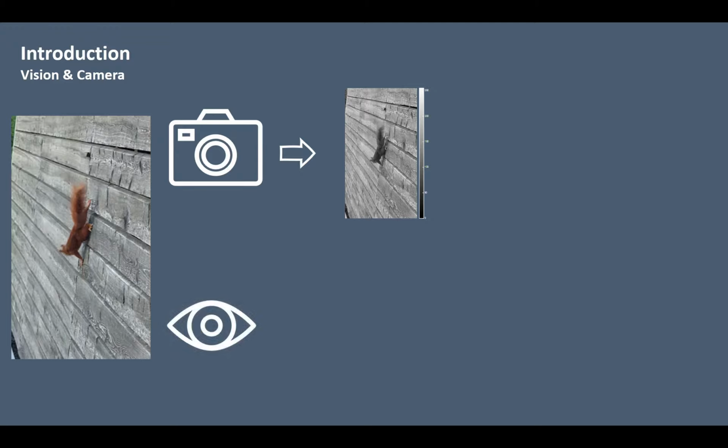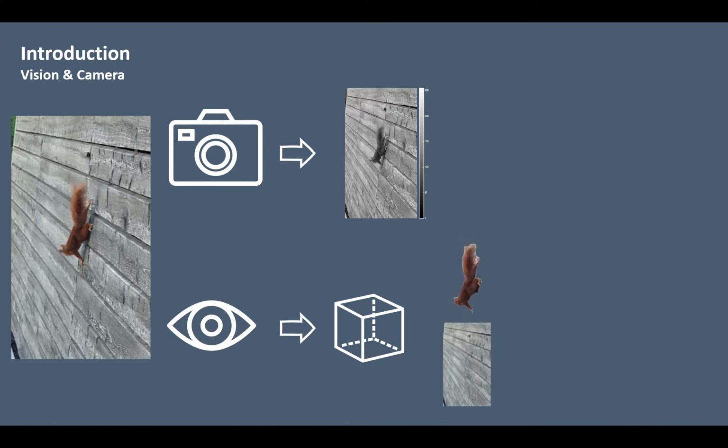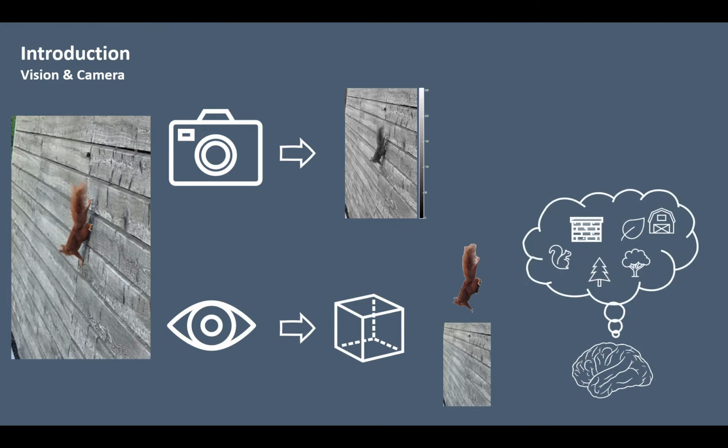However, unlike a camera, the visual system can create a three-dimensional representation of the world from the two-dimensional images on the retina. Also, the brain analyzes scenes into distinct components by separating the object from the background to determine which light stimuli belong to which object. During this process, our brain uses experience about the structure of the world.